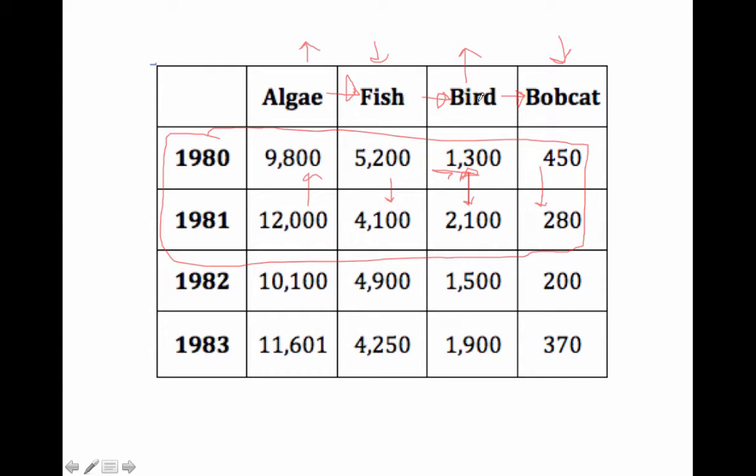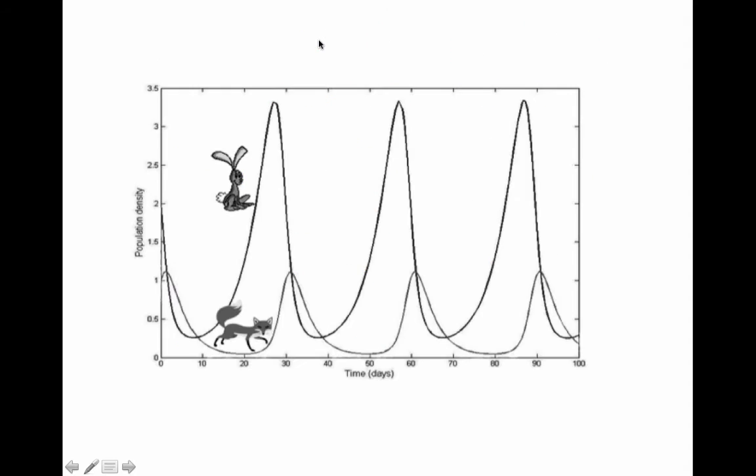Would that cause an increase in the birds, if the fish decreased? No, because they'd have less food to eat. If birds increase, would that cause a decrease in fish? Yes. Would that cause a decrease in bobcats? No, because they'd have more food to eat. The bobcats went first. Would that cause a decrease in birds? Yes, because they'd have more predators, which would then cause all of those other changes.